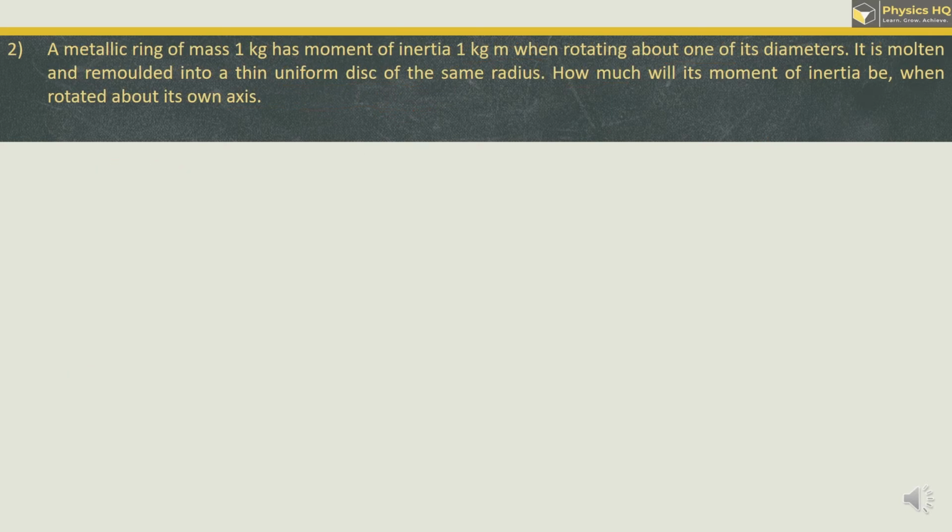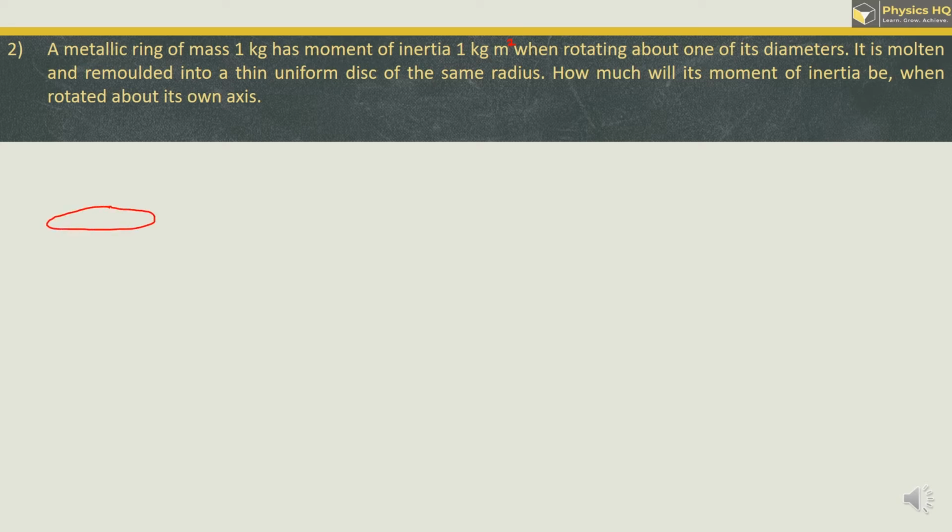Let us go ahead. A metallic ring of mass 1 kg has moment of inertia 1 kg meter square when rotating about one of its diameters. It is molten and remolded into a thin uniform disc of the same radius. How much will its moment of inertia be when rotated about its own axis? So over here we will talk about moment of inertia in detail. So first of all, we have a ring.